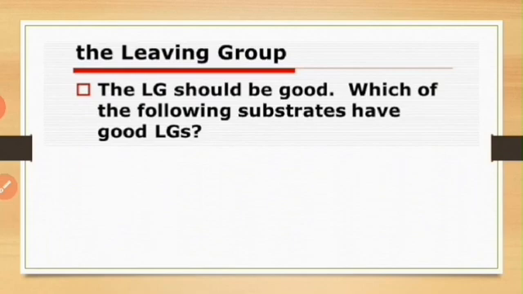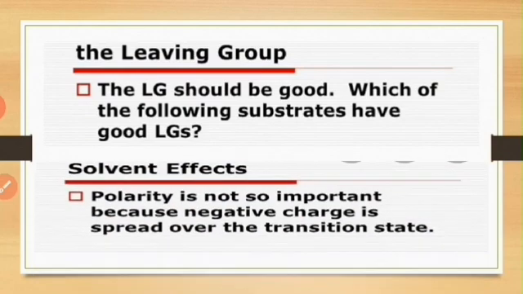Third, leaving group. The nature of the leaving group should be good. That is, the leaving group must be coplanar in order to form the pi bond. For example, ethoxide ion. As the size of the leaving group increases, the ability of the leaving group to leave increases. Then solvent effect. Polarity is not so important in the case of the E2 mechanism because negative charge is spread over the transition state. Okay, understood?